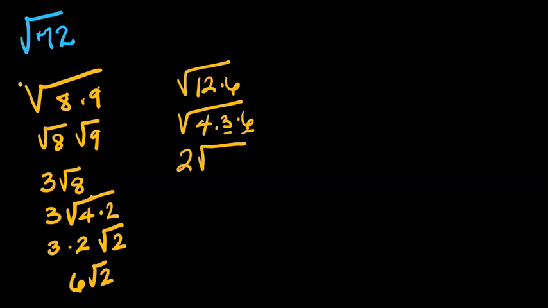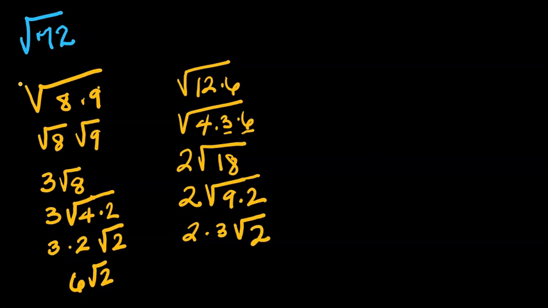3 times 6 is 18. So I'll say, well, 18, that's 9 times 2. And I've still got my 2 outside the square root. Square root of 9, it's a perfect square, so that's 3. I'm going to bring out a 3. So I still got my 2, times 3, and then I still have root 2 left. Well, same answer, which it should be. So you see you're arriving at these same answers.